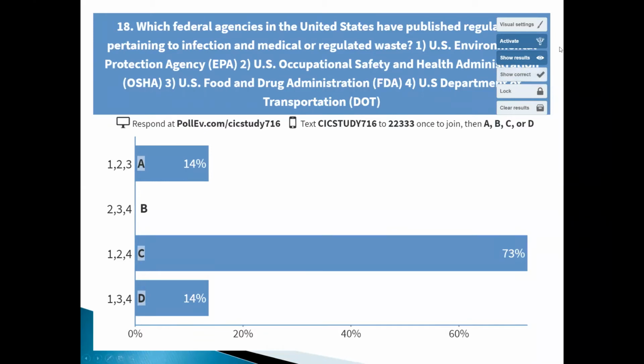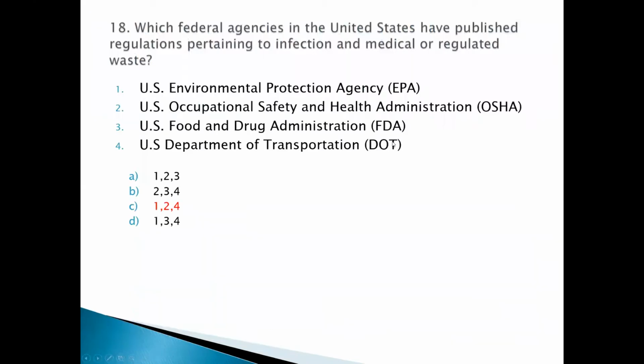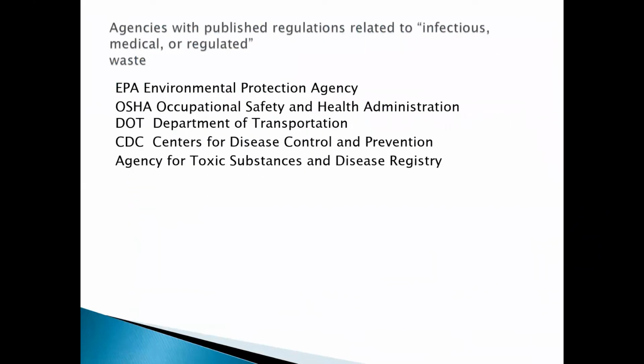All right, strong showing for C. And that is correct. Go to the next slide and look at the correct answer. So in this one, the federal agencies with public regulations pertaining to infection and medical or regulated waste are the EPA, OSHA, and DOT. Other agencies that also do this would be the Centers for Disease Control and Prevention and the Agency for Toxic Substances and Disease Registry.